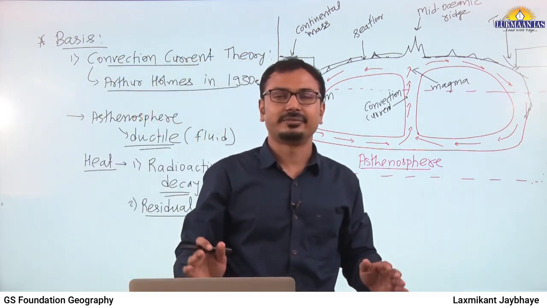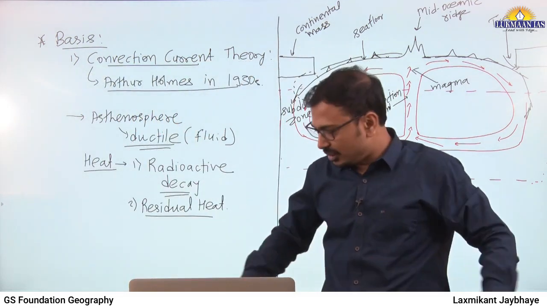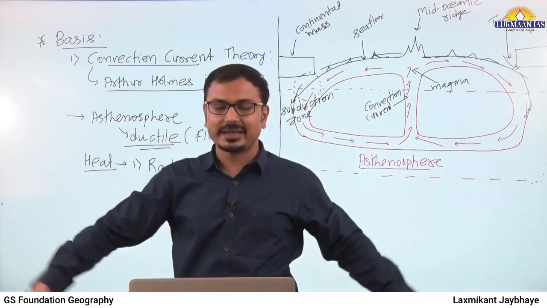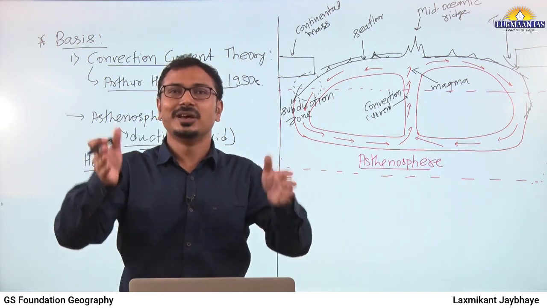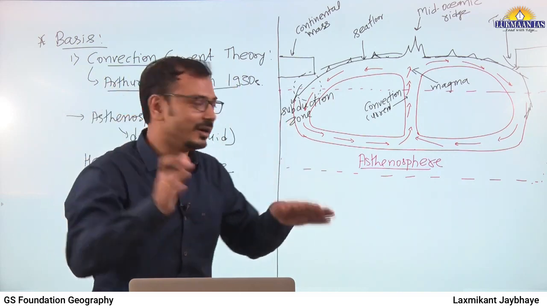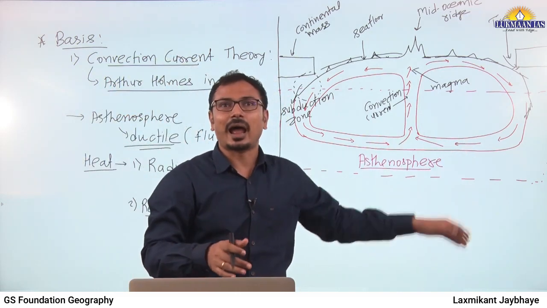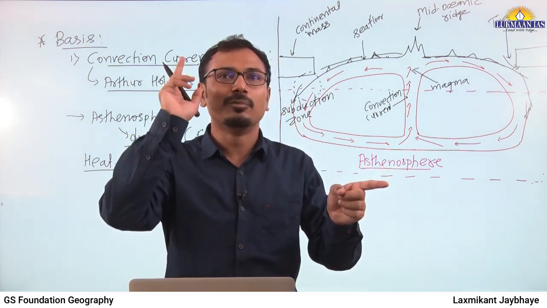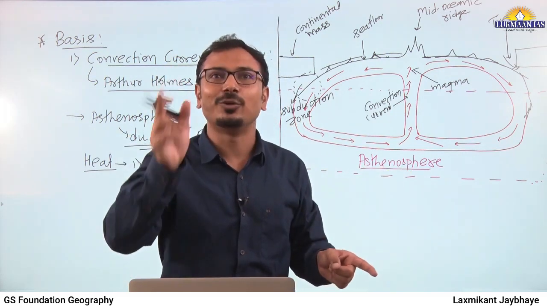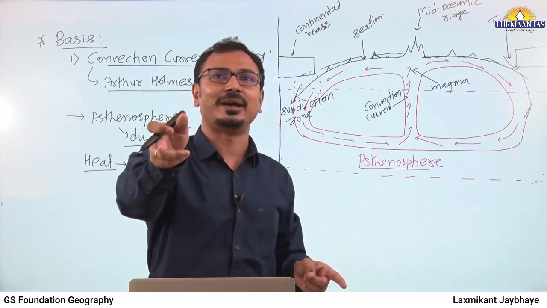That means whatever land masses as well as oceanic floors we have on the earth's surface, they are floating on the liquid asthenosphere, and they are moving in a particular direction because the underlying convection current is flowing in that direction.